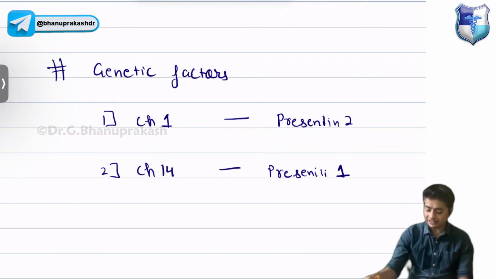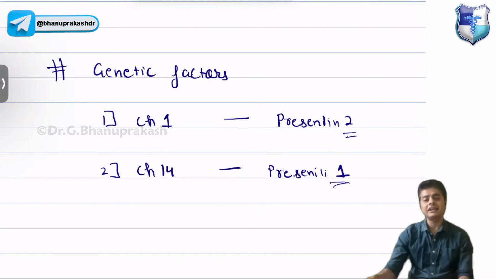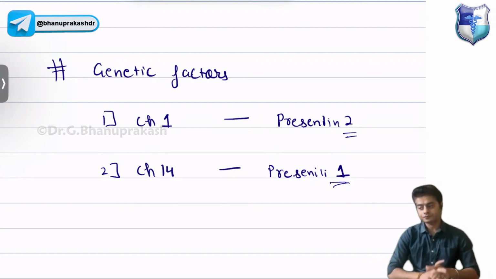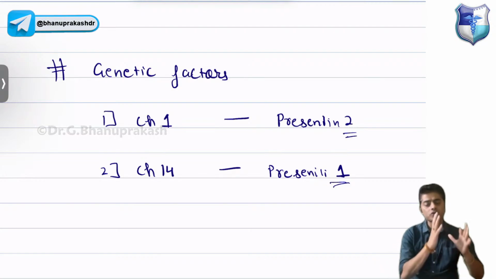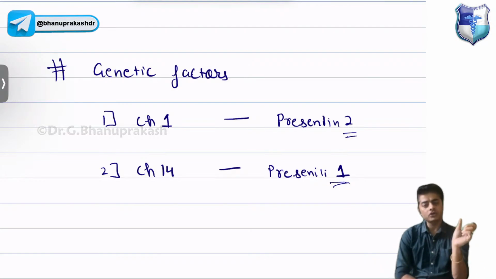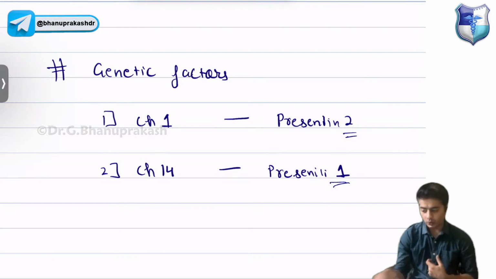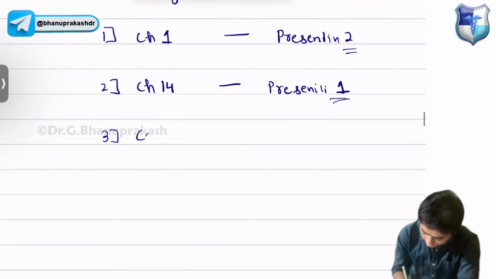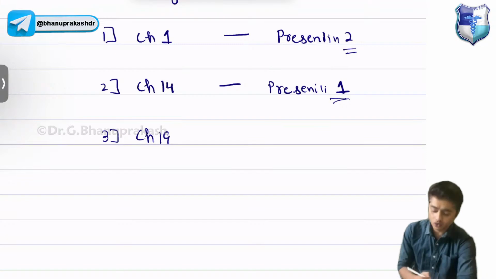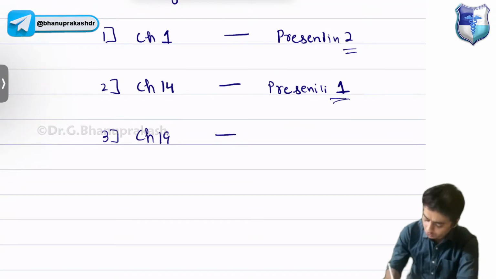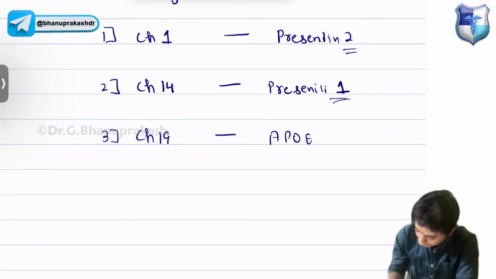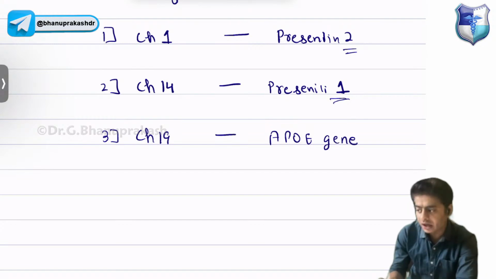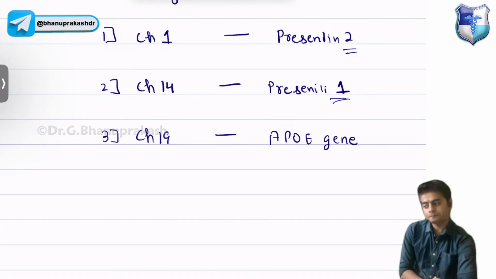chromosome 1 correlates with presenilin 2 and 14 with presenilin 1. Okay, so there is a defect in chromosome 1 and chromosome 14, and chromosome 1 is known as presenilin 2 and chromosome 14 is known as presenilin 1. Other genes which are defective, they are your chromosome 19, and it's correlated with the ApoE gene.